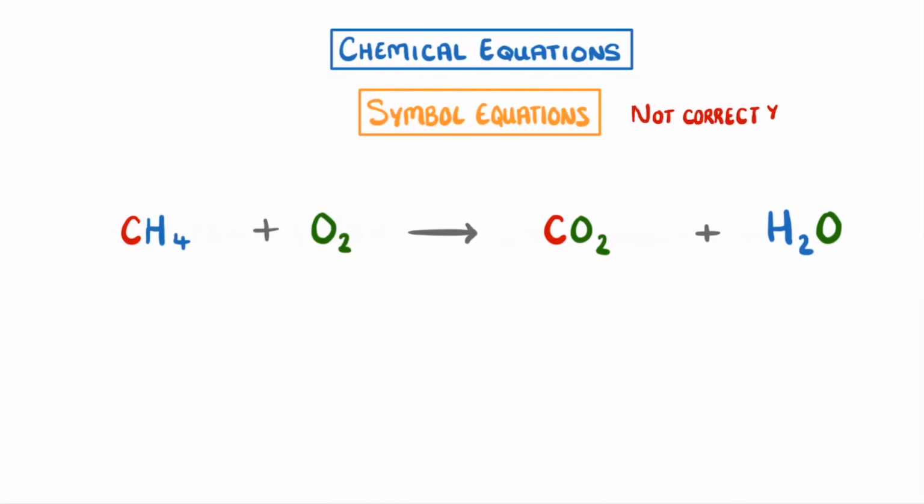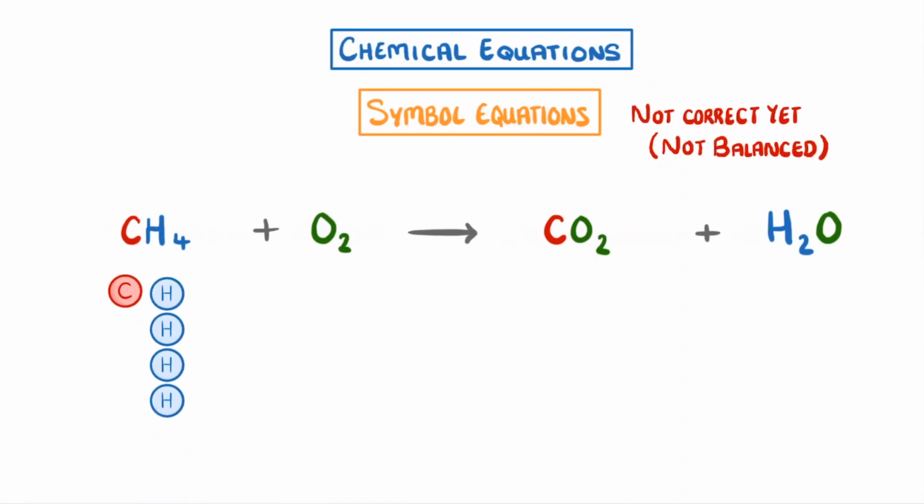It's not quite right just yet, because we haven't balanced it. In order to be balanced, chemical equations need to have the same total number of each type of atom on either side of the arrow. In our example, we can see that on the left of the arrow, there's 1 carbon, 4 hydrogens, and 2 oxygens, whilst on the right, there's 1 carbon, 2 hydrogens, and 3 oxygens. So our equation isn't balanced.